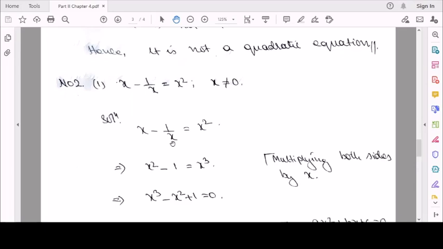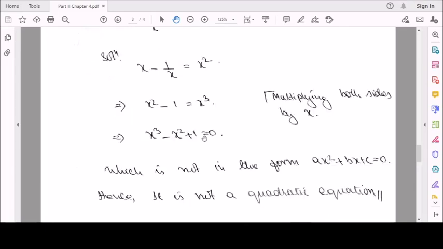Okay, is this a quadratic? No. Why? Because the power of x here is how much? It is 3. It is a cubic equation. And we can write it like this. It is not in the form of ax squared plus bx plus c equals 0. Hence it is not a quadratic equation. Is that clear to all of you?